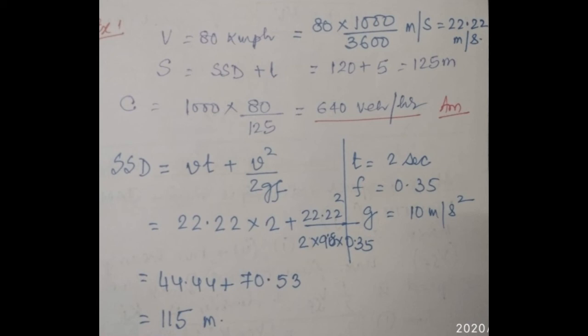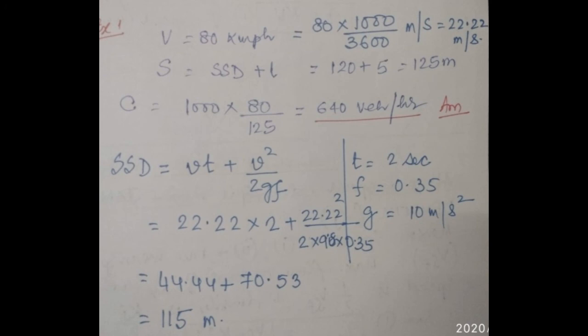So capacity C is coming as 1000 into 80 by 125. What is 80? That is the V. And what is 125? That is the S. So it is coming as 640 vehicle per hour. Now coming to the point, if you put the value of SSD as 115, you will get some closer value to 640. You see the option in the question.